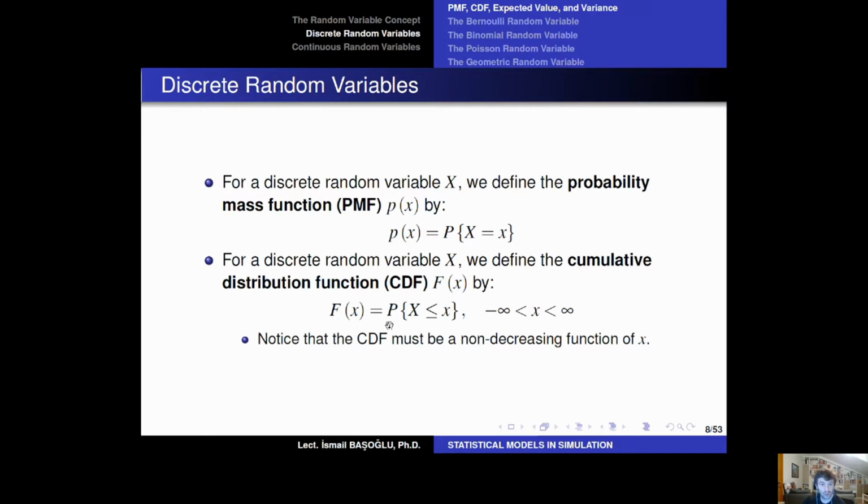Actually, according to the axioms of probability, the cumulative distribution function should be a non-decreasing function of x. I am not saying it is increasing. The rule is it should be non-decreasing. It never decreases, but that does not mean that it is going to increase always.